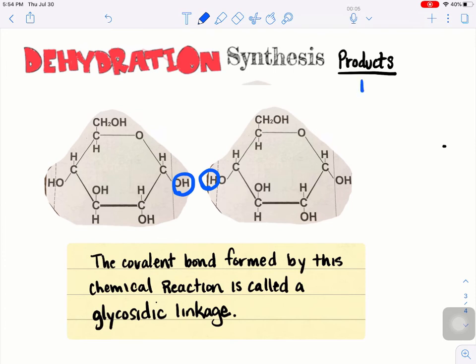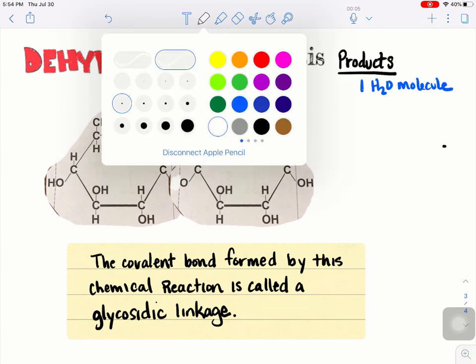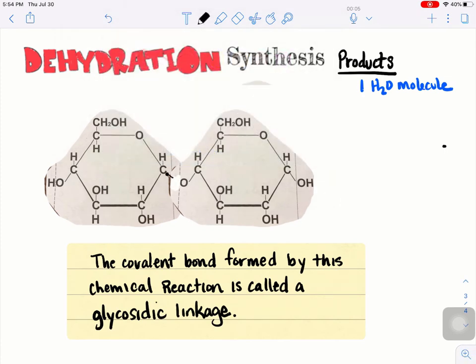To summarize, the products of the dehydration synthesis reaction are a water molecule and a disaccharide molecule with a glycosidic linkage between the 2 sugar monomers. Be sure to model a starch molecule with a series of 1,4 glycosidic linkages, and additionally, a branched glycogen molecule with 1,6 glycosidic linkages, forming a branched chain.